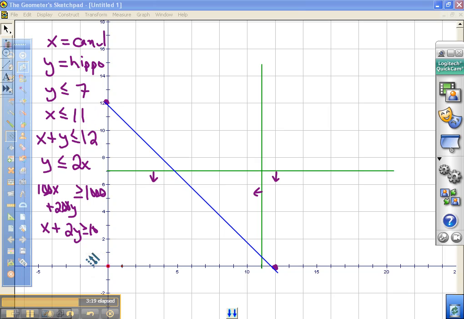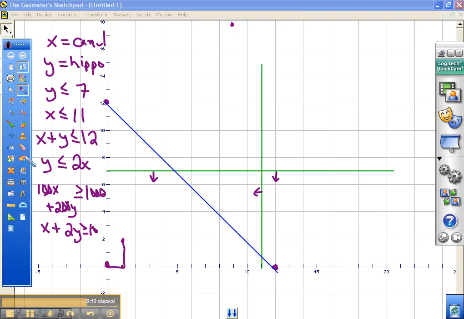Y must be greater than or equal to 2x. Y must be greater than or equal to 2x. We start at the origin, slope of 2. When x is 10, y must be 20, or when x is 9, y is 18. So we know it goes up to right there. We'll draw a line. I'll take my line drawer and we'll make a nice pretty one.